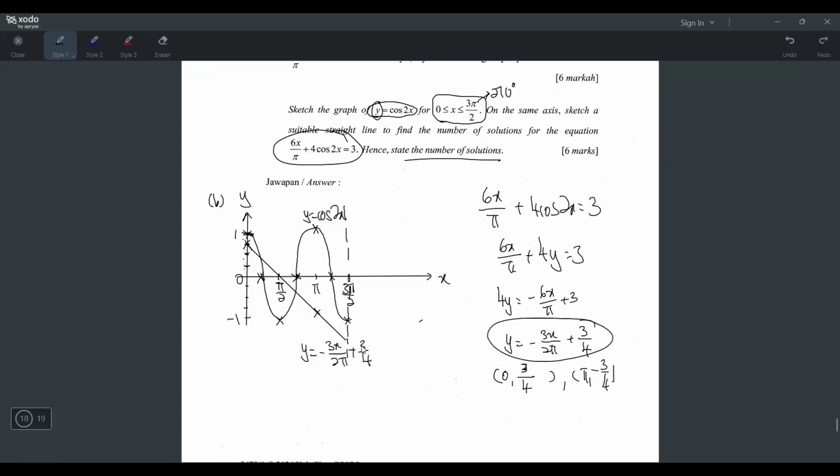Okay, now done already. Now it's time to write down the NOS, the number of solutions. So the number of solutions is the number of intersection points. So 1 intersection point, 2 intersection points. So the NOS is 2.